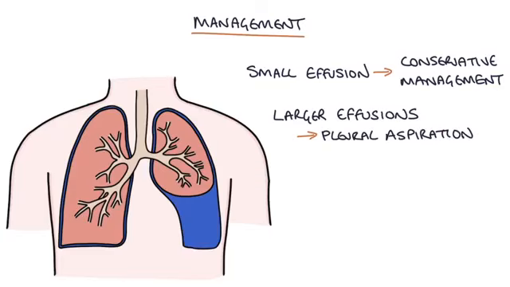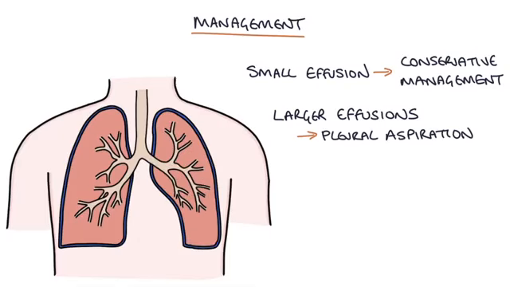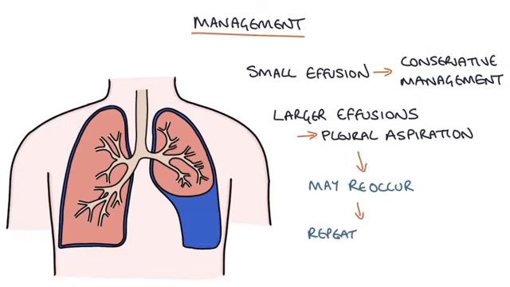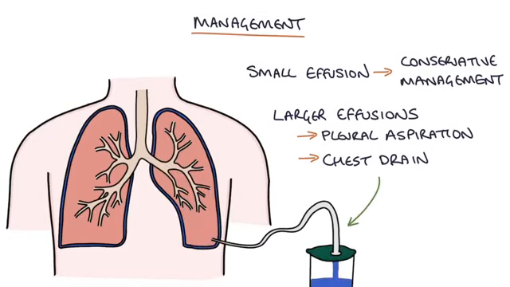So pleural aspiration is one option, and this involves sticking a needle on the end of a big syringe through the chest wall into the effusion and aspirating the fluid. And this can temporarily relieve the pressure that's caused by the effusion, but once you relieve it, the effusion may reoccur and repeated aspiration may be required, particularly if there's an ongoing underlying cause like a lung cancer. Putting a chest drain in is a useful way to drain the effusion and prevent it from reoccurring, because as more fluid enters the pleural space, it immediately drains away in the chest drain.